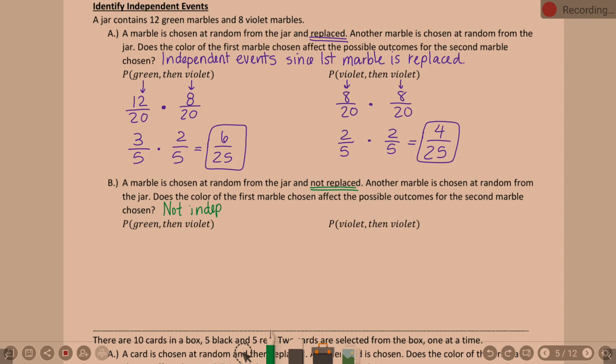And it's not independent because the first marble is not replaced. Yeah, that's what I said. Is not replaced.